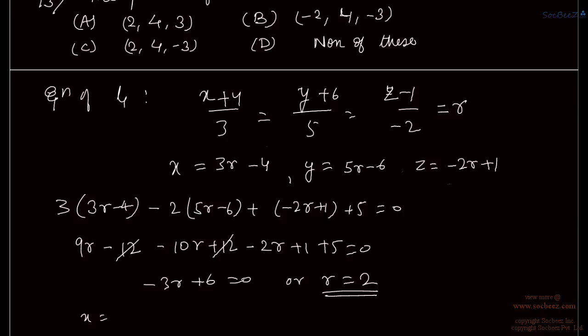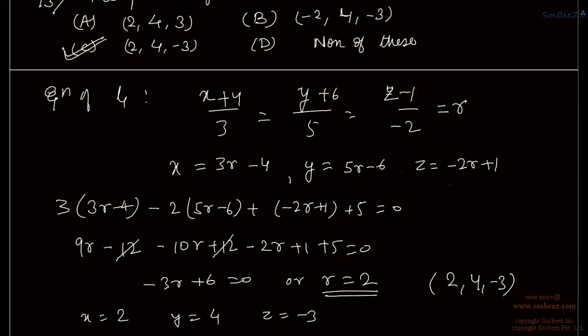So x is equal to 3r minus 4, that is 3 times 2, 6 minus 4, 2. y is equal to 5r minus 6, 5 times 2, 10 minus 6, which is 4. And z is equal to minus 2r plus 1, which is minus 2 times 2, minus 4 plus 1, minus 3. So we have the point of intersection as 2, 4 and minus 3. Option C is correct therefore.